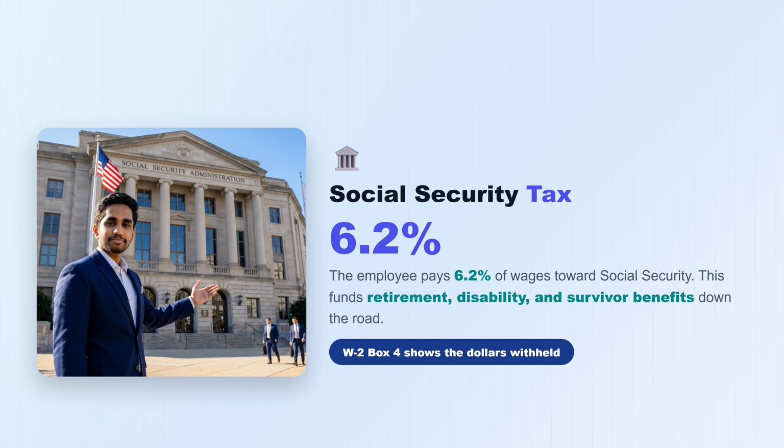As the employee, you pay 6.2% of your wages towards Social Security. What does it buy you? Your future retirement, disability, and survivor benefits. It's not money down the drain. You're building credits toward your own benefits. And remember, the dollar amount withheld shows up in Box 4 of your W-2.